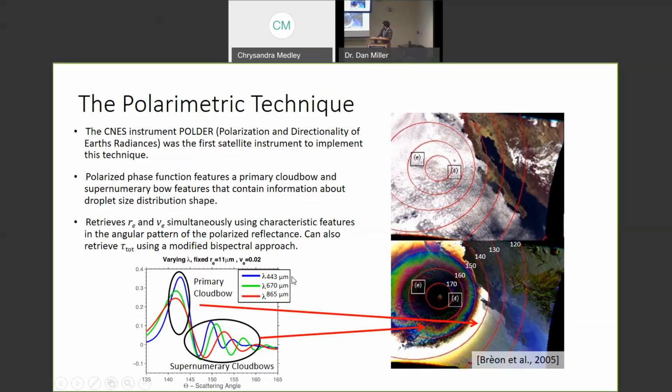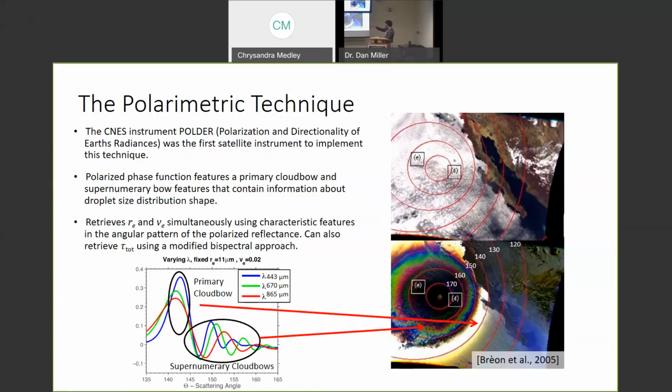And also, just to name a few more things, so primary bow, supernumerary bow, and then you've got your cloud glory that you can kind of see in the middle there. And also, in terms of Polder, at side scattering you see all of the Rayleigh scattering associated with just the atmospheric gases and maybe aerosols also.